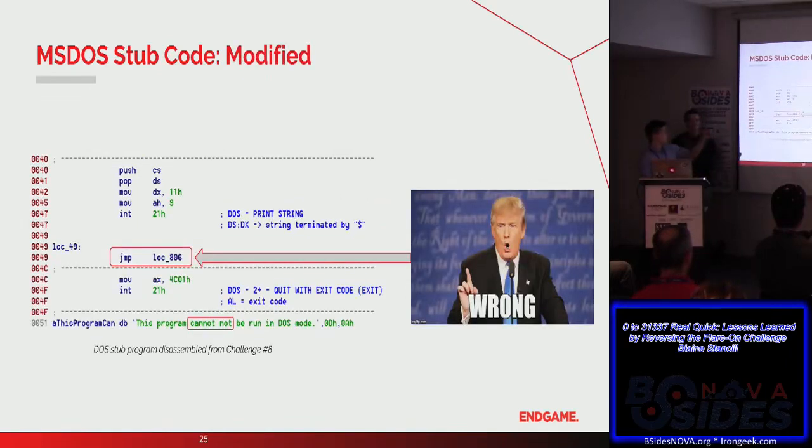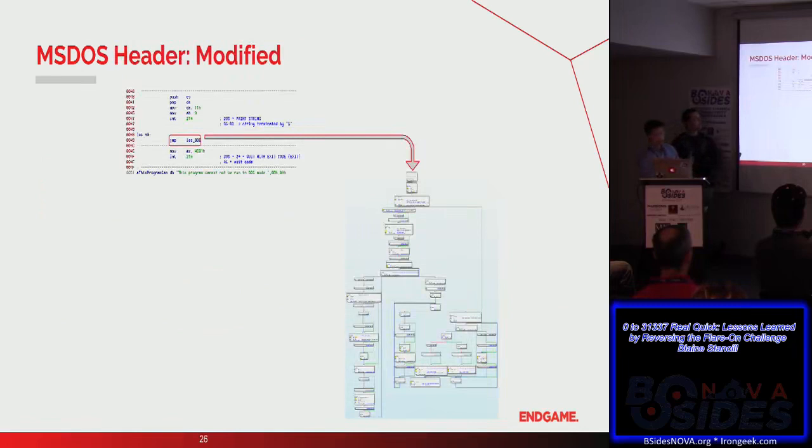In this stub code, after printing out this unusual string, it's jumping to some location. So what's in this location? Well, as it turns out, it jumps to the actual 16-bit code that it executes. There's some anti-disassembly involved, so after you take care of that, if you open that up in the graph view, that is what you get in IDA. And from here, our job is to analyze the real 16-bit code.